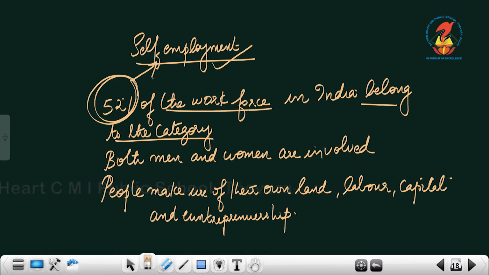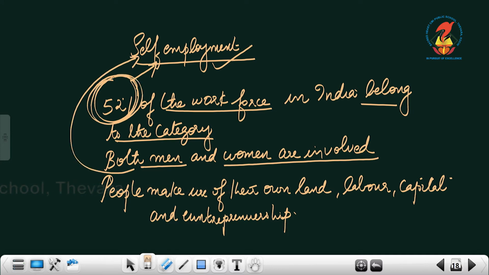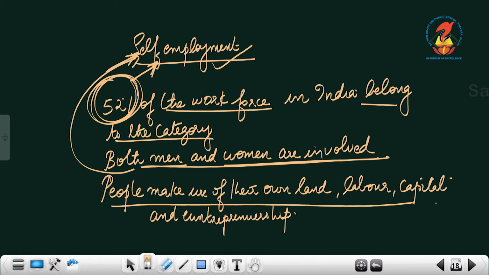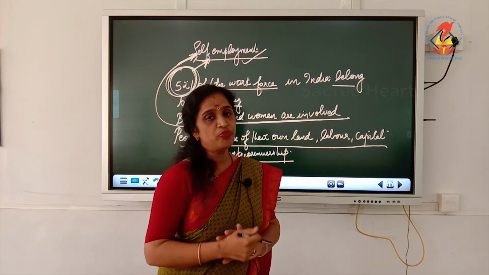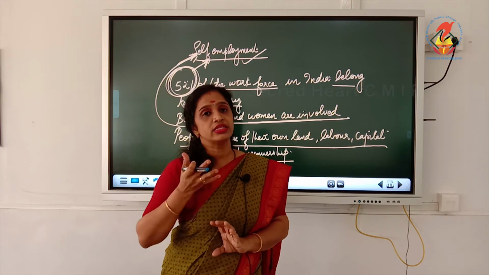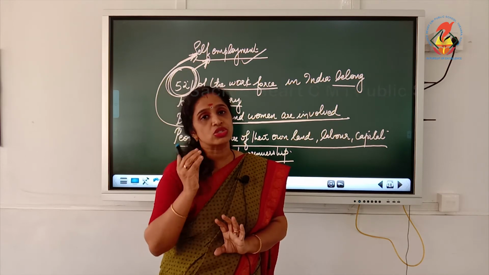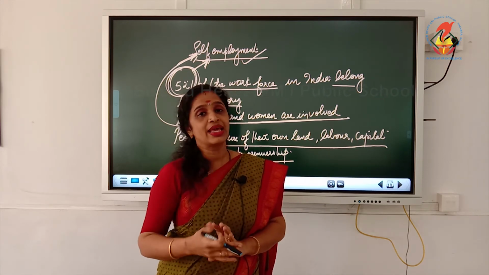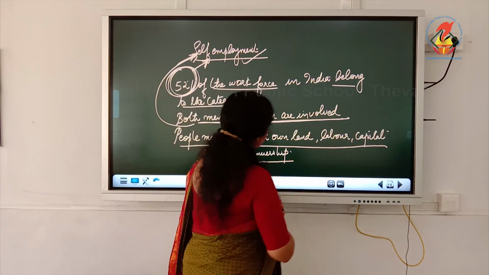Now in that we can find both men and women are equally involved in self-employment. So 52% of people in India are involved in self-employment. Here people make use of their own land, labor, capital and entrepreneurship. He is the one who is running that. So he is the organizer, he is the entrepreneur. So he uses his own resources as well as land, labor, etc.